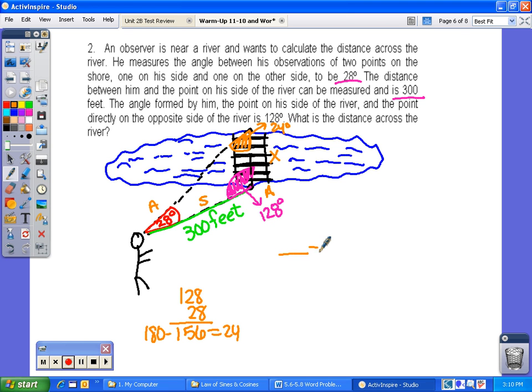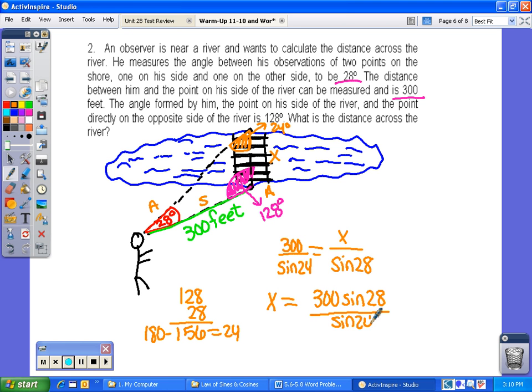So now we can set up our law of sines. 300 over the sine of 24 equals x over the sine of 28. Cross multiply and divide. And you wind up getting 346.3 feet. So all I would be looking for on a word problem is how you set it up, what rule you're going to wind up using, and then solving. Okay, so 2 more word problems and then this video is done.